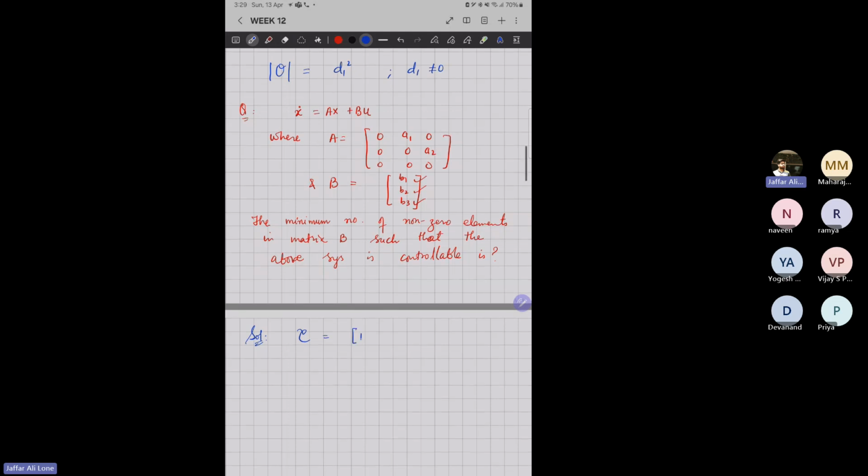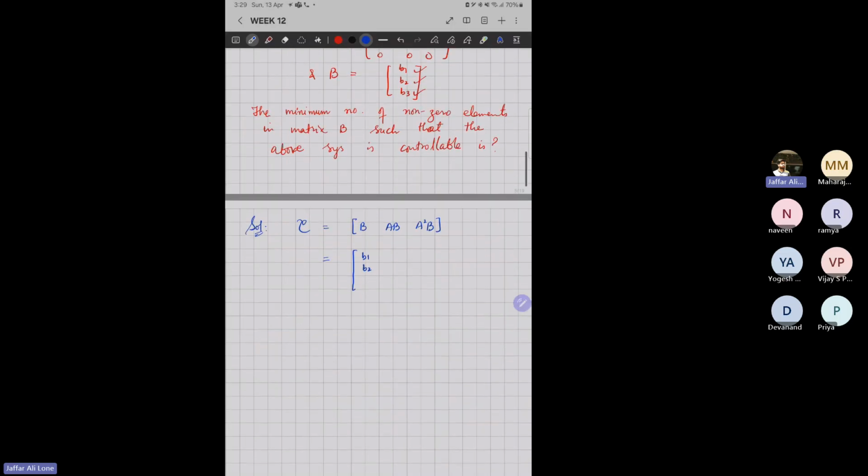Your controllability matrix should be B, AB, and A square B. So it should be B1, B2, B3. I compute AB. What's AB? Anyone computed AB?